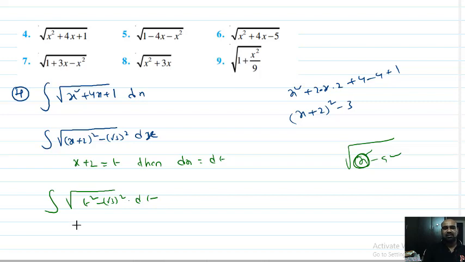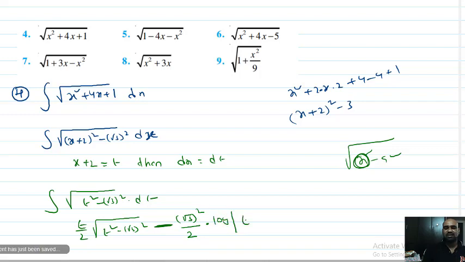So this is nothing but t by 2 into root over t square minus a square, minus a square by 2, where a square means root 3 square, into logarithm of t plus root over t square minus root 3 whole square plus c. Now I want to simplify this.